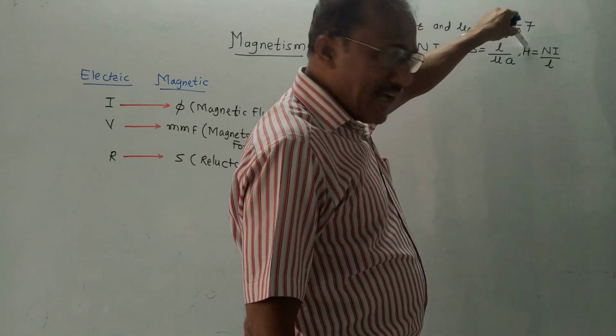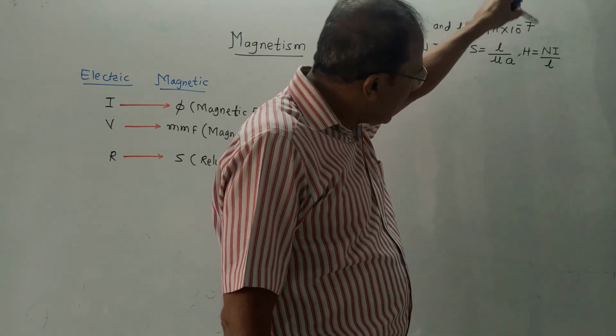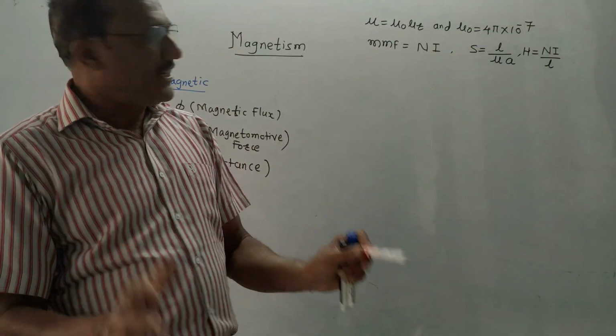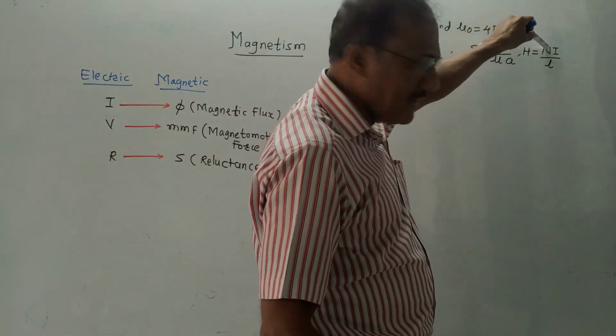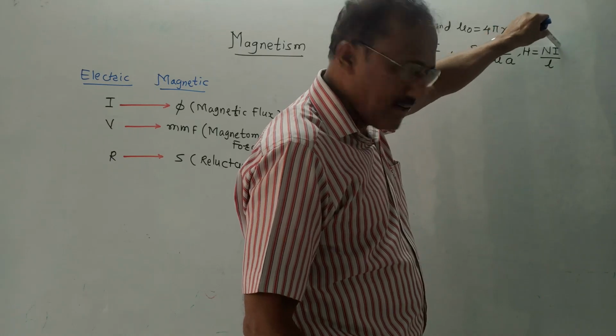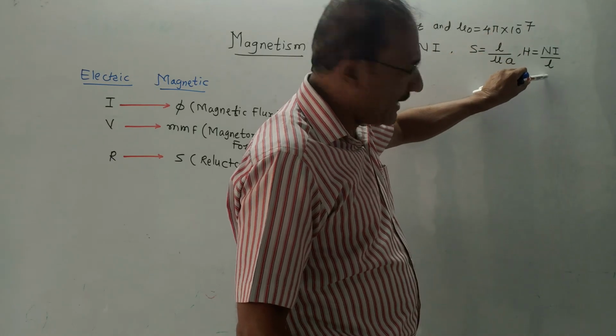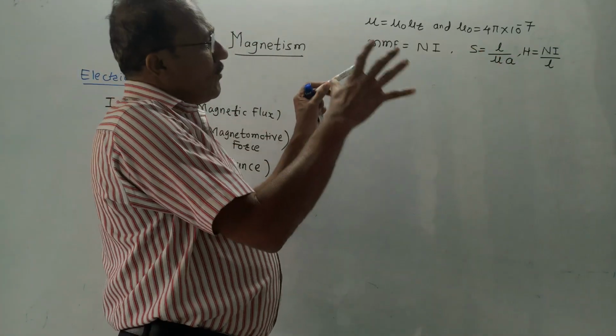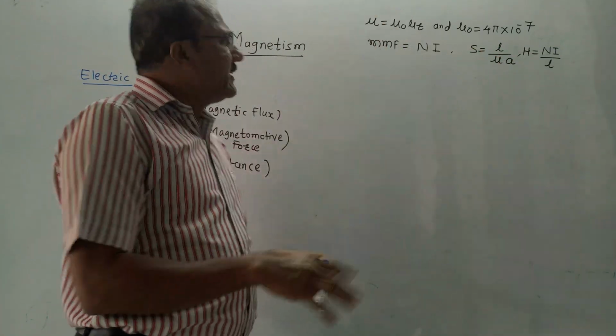One more extra term I have written, that is H. H is the magnetic field intensity. It is also called as strength of magnetic field, which is given by N I upon l. N again number of turns, I current, and small l is the length of particular wire. As I mentioned, we'll discuss these notations while solving the numericals.